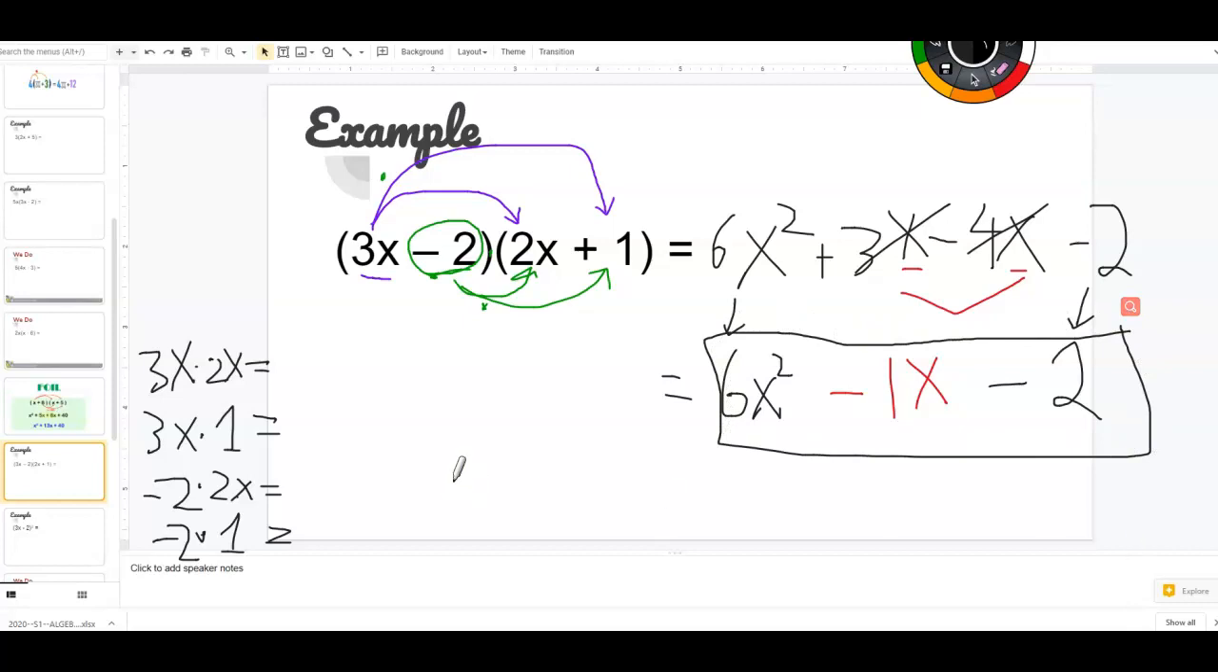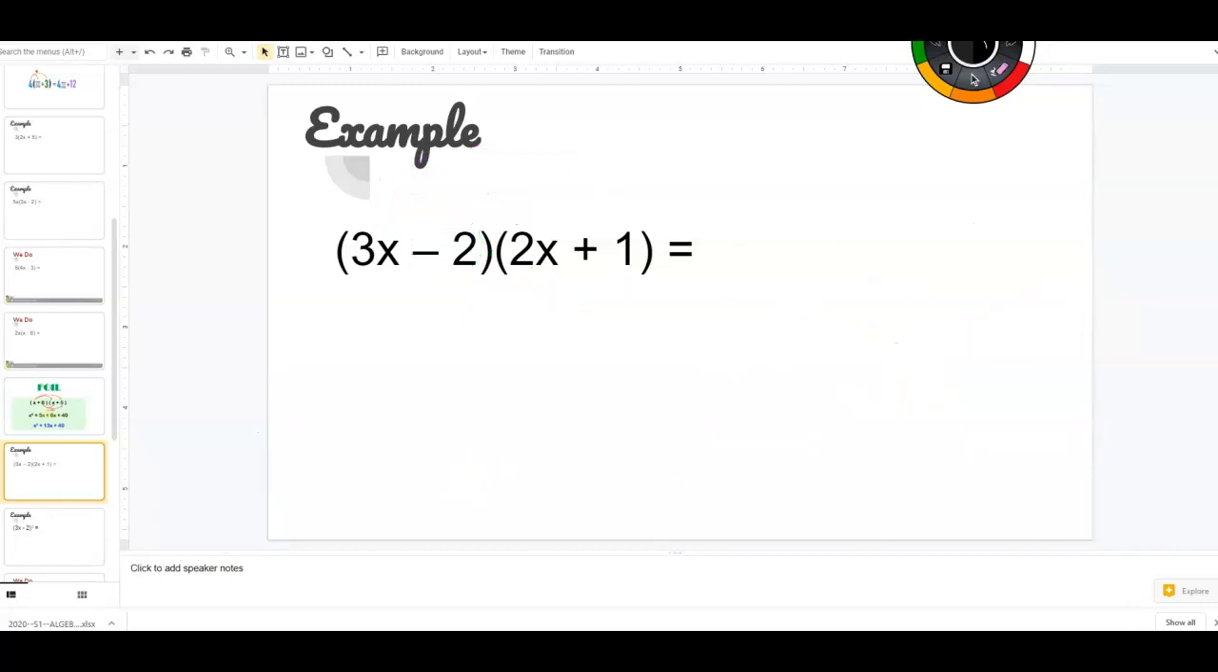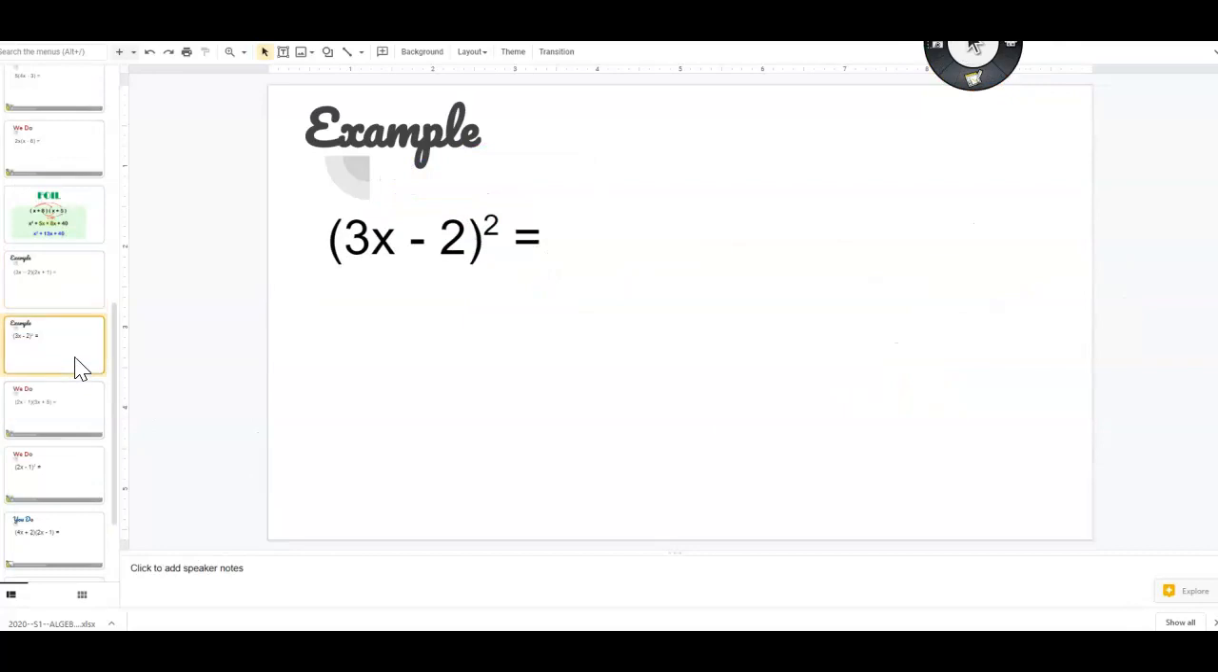Okay. Next one. So here you don't see two parentheses, but in order to get rid of the parentheses, you need to deal with the square, the little 2 here. So the square means what? It means something times itself twice. Here the square is covering the parentheses. So first you're going to break it down into two same parentheses times each other. The two parentheses are exactly the same.